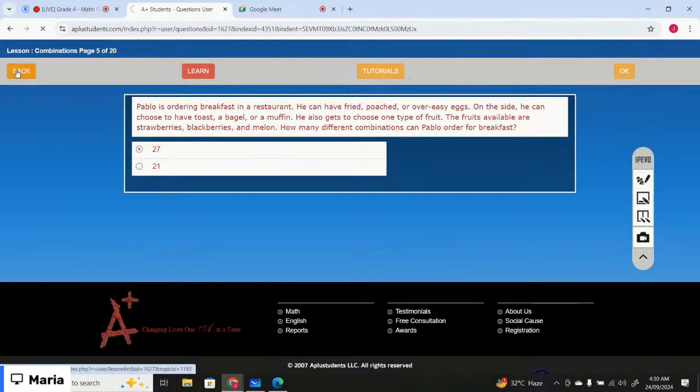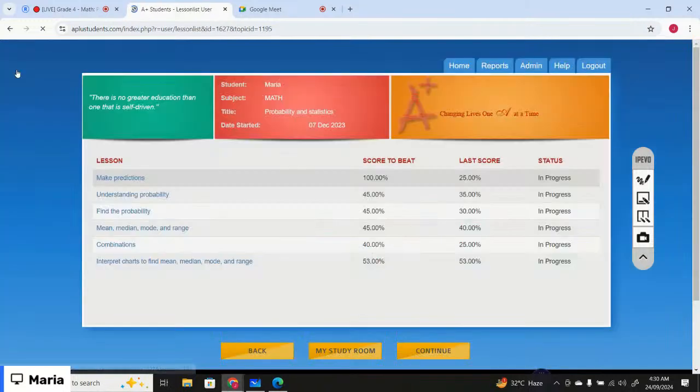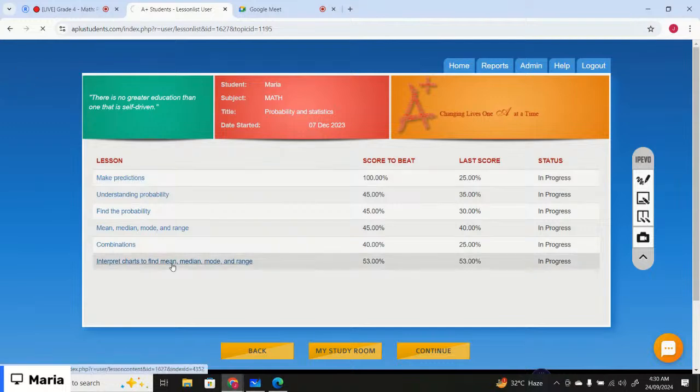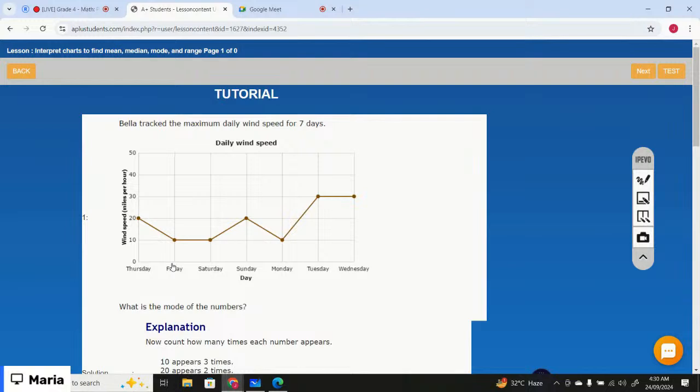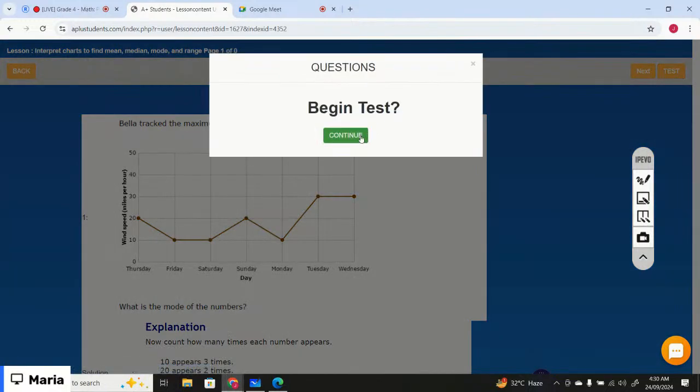Okay, you can complete the lesson by yourself later today. Let me just move on to the next lesson. The next lesson is interpret charts, find mean, median, mode, and range. Let's just start with the test questions.